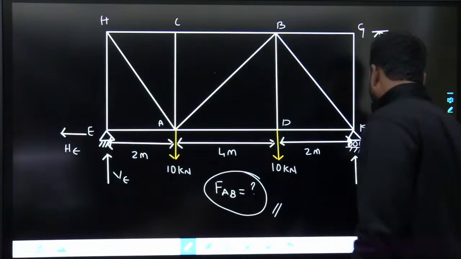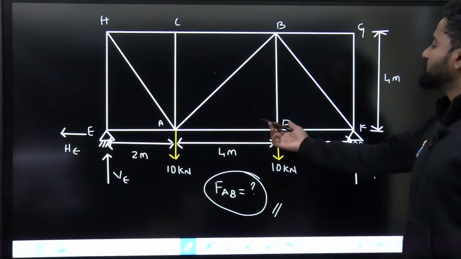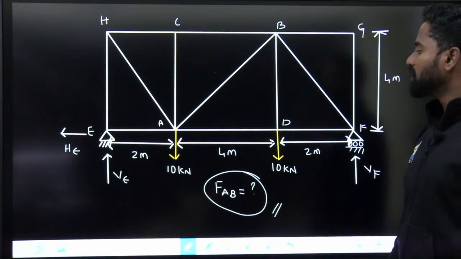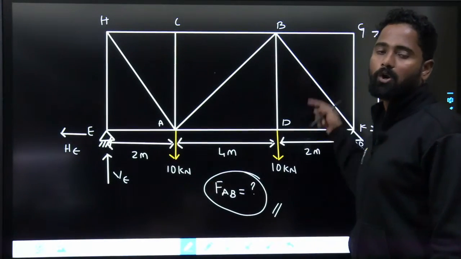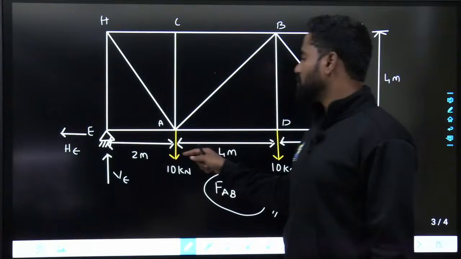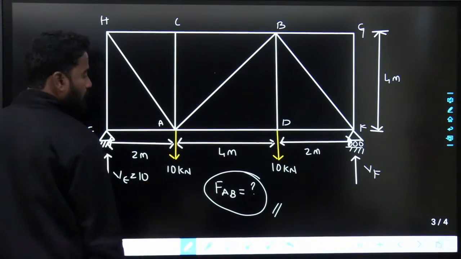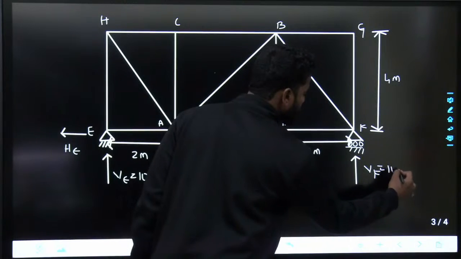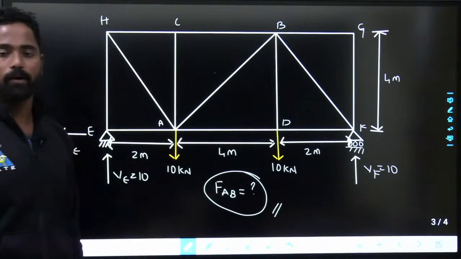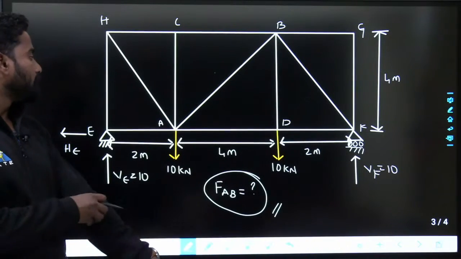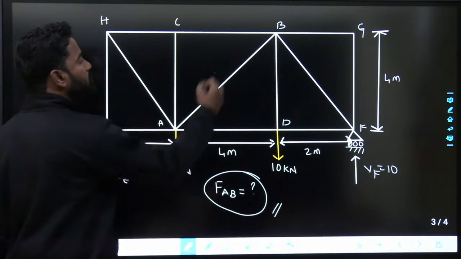You can calculate like this, or if the structure is symmetrical, support reaction would be total loads by 2. So 10 plus 10 by 2, that is equals to 10. Here also it would be 10. So it's up to you how you are going to find out. Okay. Next, you want force in member AB.